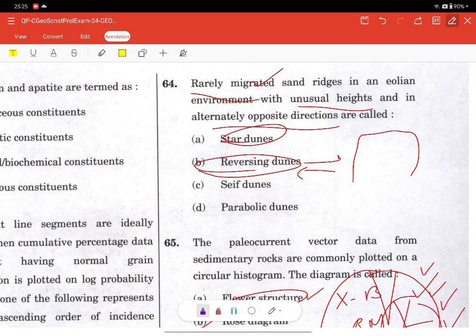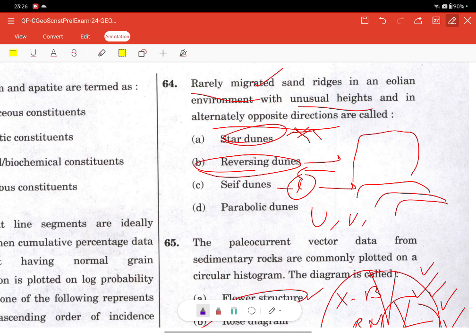Star dune is the one that has multiple wind directions, more than three directions, and it has a pyramidal shape, not alternating opposite directions. Seif dunes are the longitudinal ones, formed under unidirectional wind. Long linear ridges are there and they migrate significantly. Parabolic dune is U-shaped, anchored by vegetation, and occurs in coastal or semi-arid areas.